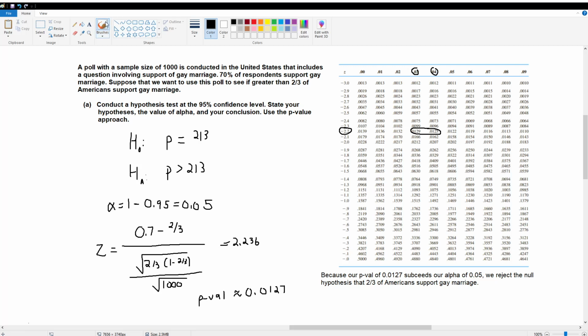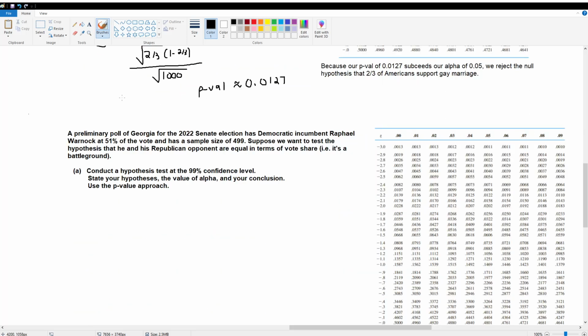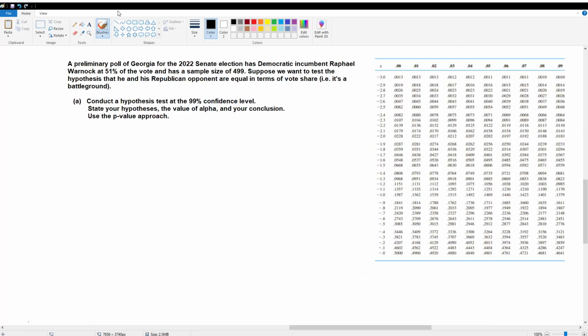So with that, let's go ahead and move on to our final example for this lecture. Another applied example in a similar vein. Go ahead and take a moment. This was a poll that actually occurred. Come to a conclusion after conducting a hypothesis test.